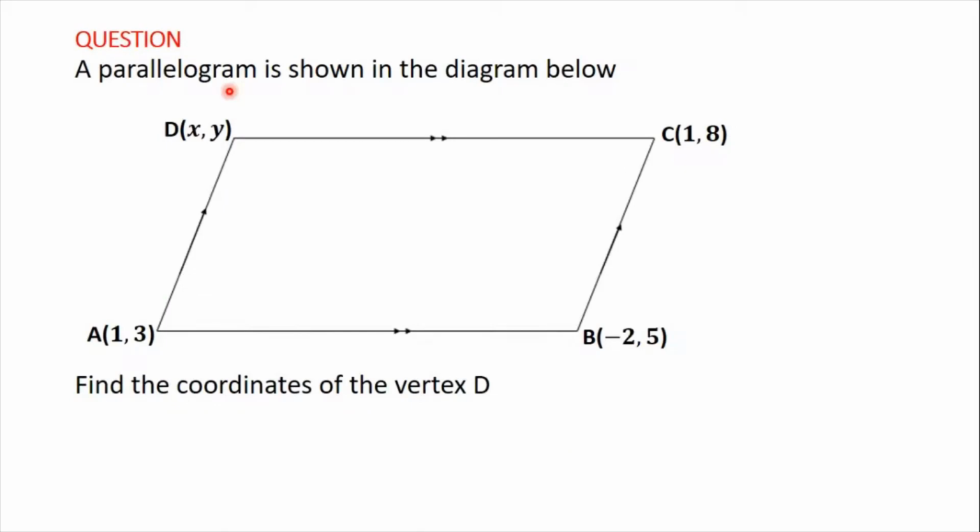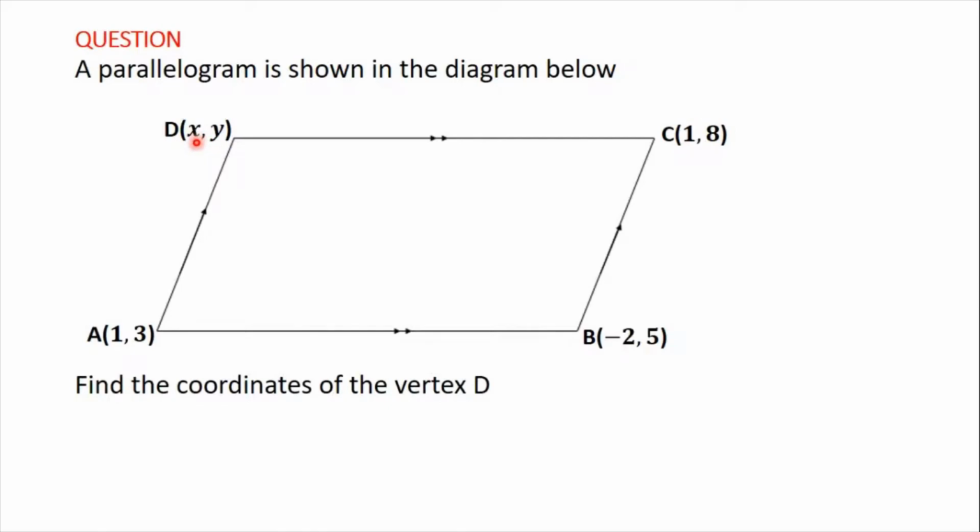So a parallelogram is shown in the diagram below. So we have this parallelogram here, A, B, C, D. Okay, find the vertex D. So you see that the vertex D has the coordinates x, y. So you have to find the vertex. What that means is that we need to find x and y. We have the vertex A to be 1, 3. The vertex B as -2, 5. Vertex C is 1, 8. And the vertex D is x, y.